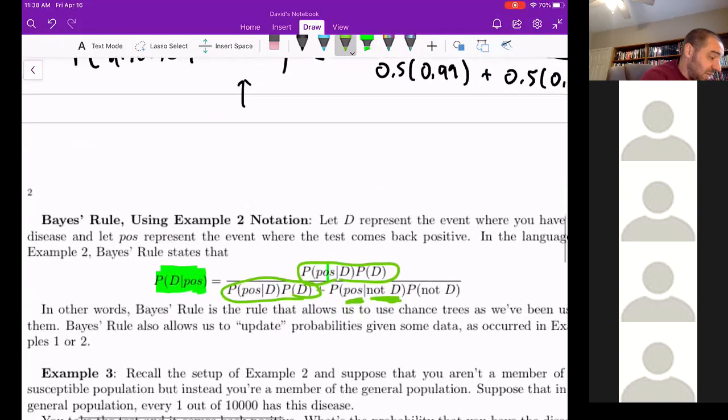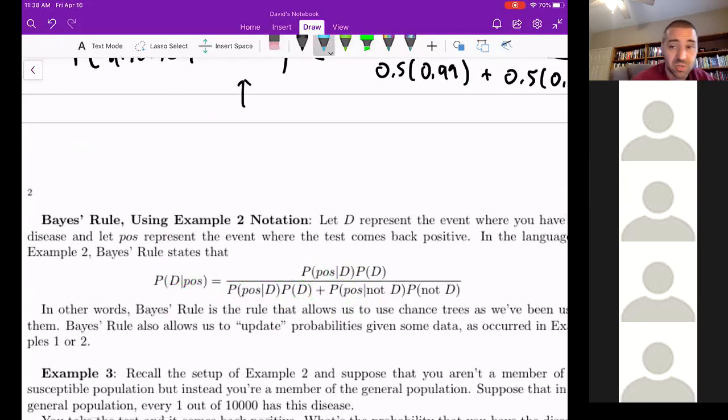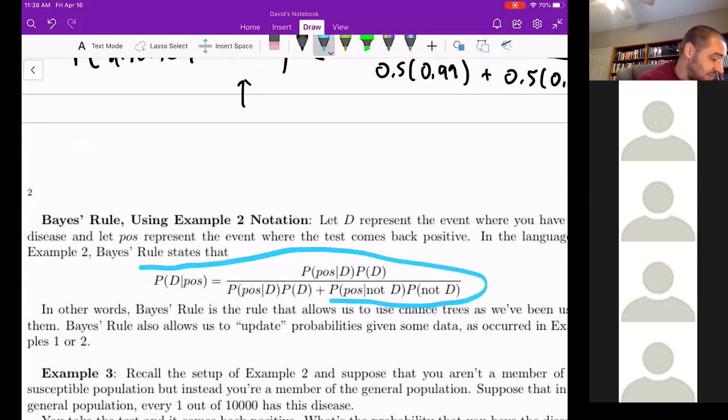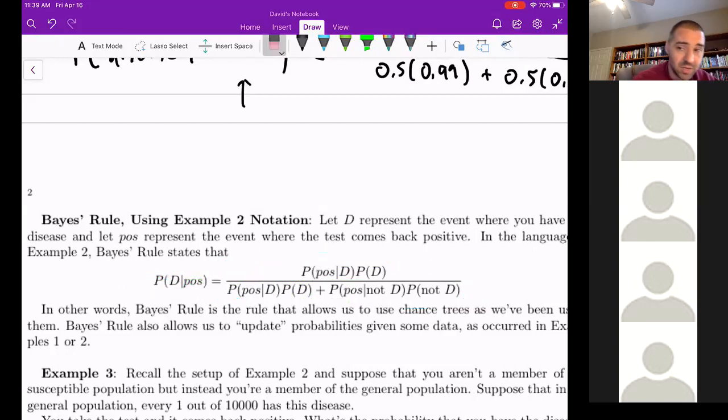So this is how Bayes formally described his rule. I mean, he didn't describe it in terms of disease or not, but this is how, if you open up his original text from whatever it was, 1910 or something, this is how he phrases getting the probability of something you're interested in, like having a disease, given some data. There's your data. So this is how you update a probability given some data. That's what Bayes was interested in.